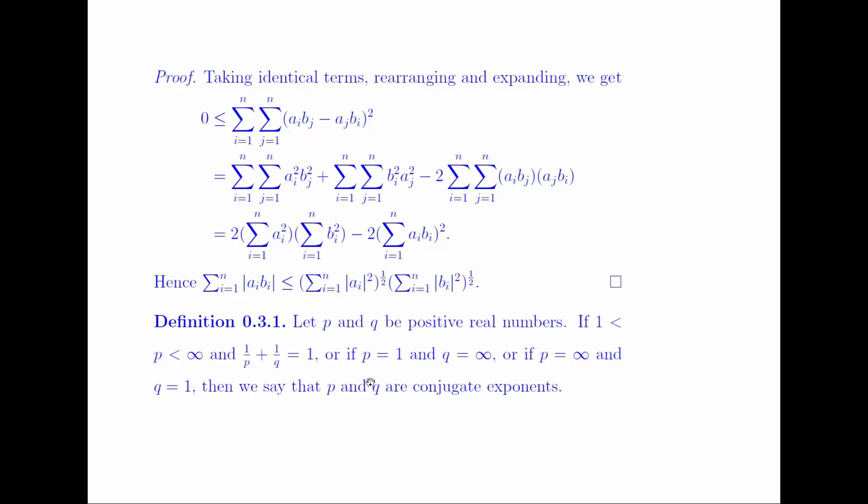Now we discuss a small definition which will be used next: conjugate exponents. Let p and q be positive real numbers with 1 less than p less than infinity and 1 over p plus 1 over q equal to 1. Then we say that p and q are conjugate exponents.